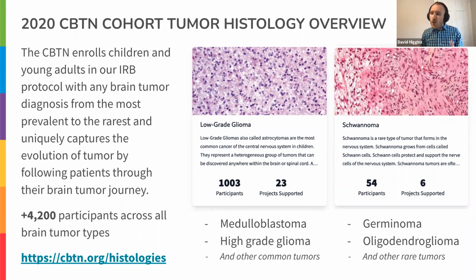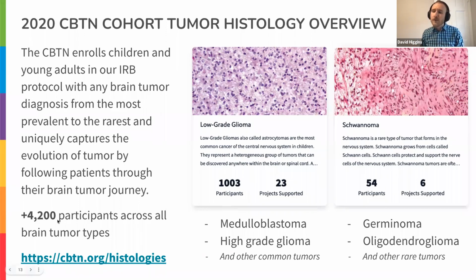And so we enroll participants with some of the most common brain tumor types, like, for example, low-grade glioma, medulloblastoma, and high-grade glioma, which are among the types that have the most participants enrolled, but we also have much rarer brain tumors as well. So, for example, we have schwannoma, germinoma, and oligodendroglioma as well, which are the more rare. We have fewer participants, but we're still able to support research projects for these rare tumor types.